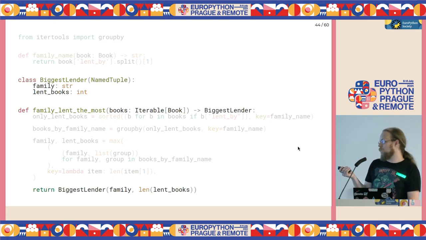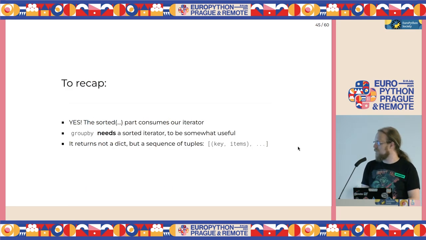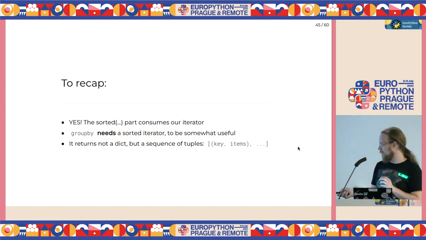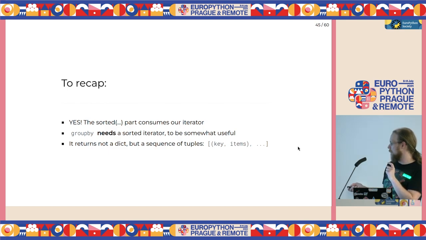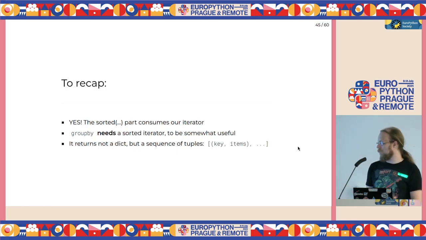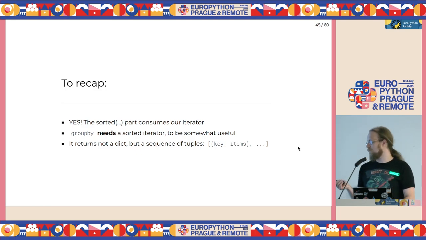In the end, again, we are using a named tuple to return, because a named tuple is always nicer to read than a tuple, because now we can use biggestLender.family and biggestLender.lendBooks instead of 0 and 1 to access it. And yes, this sorted part consumes our iterator. This is not so nice, to be honest, but still we need this for groupby, because in the end, groupby really groups together values in tuples like this, and always the same key in the same place. And as soon as the key changes, it starts a new tuple. And just if you ever use groupby, this is a foot gun I used myself in the past.